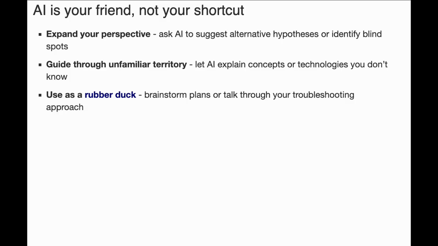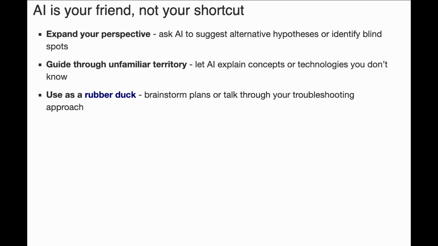But like our fellow colleagues and ourselves, it's not infallible. Treat it as such. AI can guide you through unfamiliar territory. You can let AI explain concepts or technologies that you don't know. When I encounter something completely outside of my domain, like what does this Kubernetes error actually mean, AI can explain it in terms that I understand, suggest what to do next, or translate technical jargon into plain language. It's like having a patient mentor.